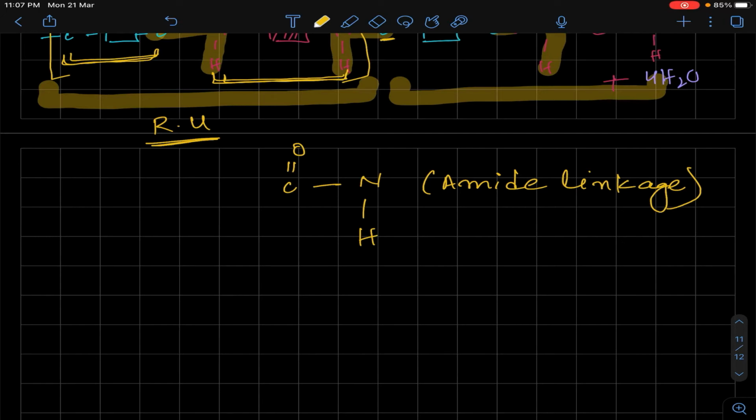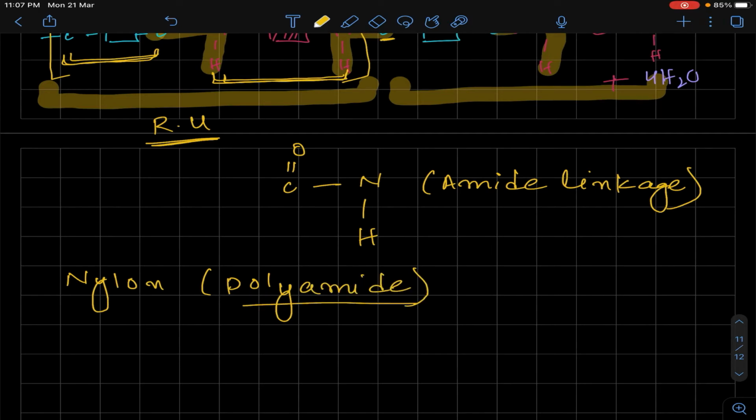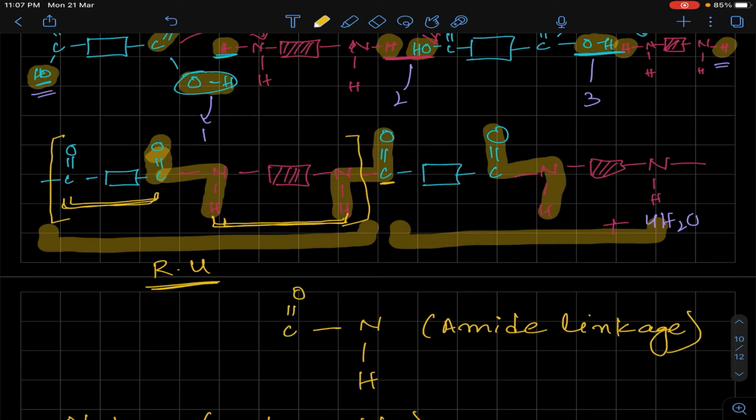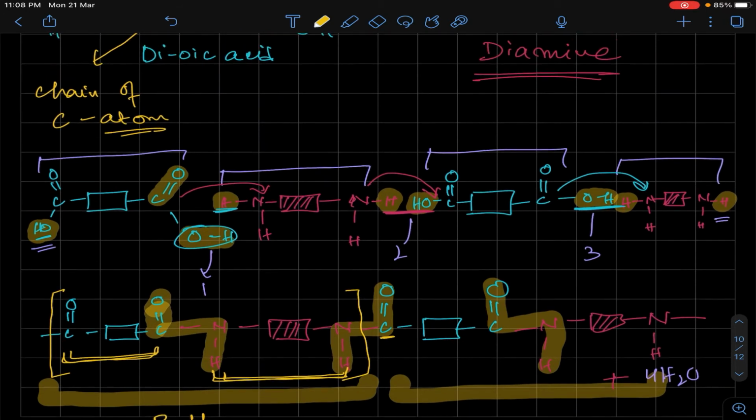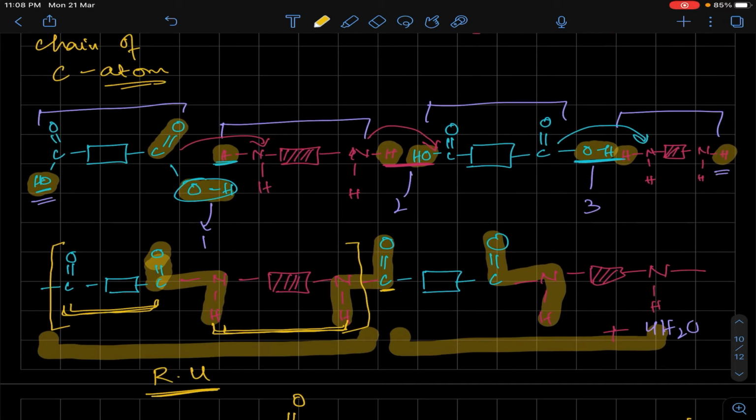So we can also call nylon basically a type of polyamide. Any condensation polymer which has a large number of amide linkages is called a polyamide. So this is the structure of nylon, and we have identified the repeating unit and the linkage as well. Right, so I hope everyone now got the idea of how to draw the structure of nylon.